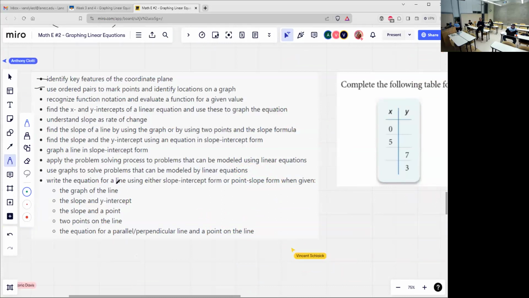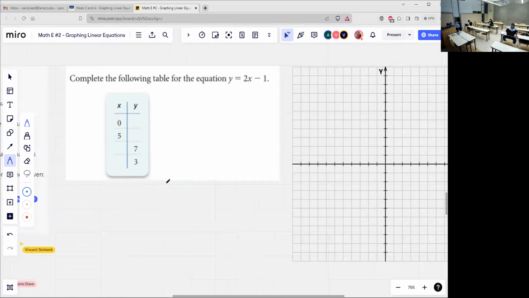We talked about function notation and how to plug things into functions. We mentioned what X and Y intercepts are, but we didn't really use those to graph the equation. So as a review of all of this, I'm going to scoot over a little bit. And I put a table, the homework, with a nice book.